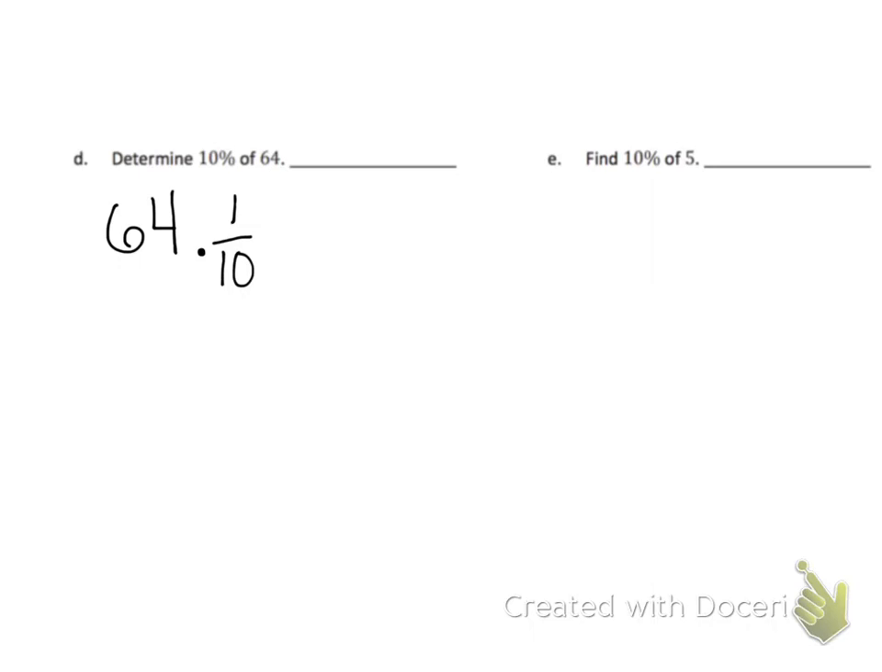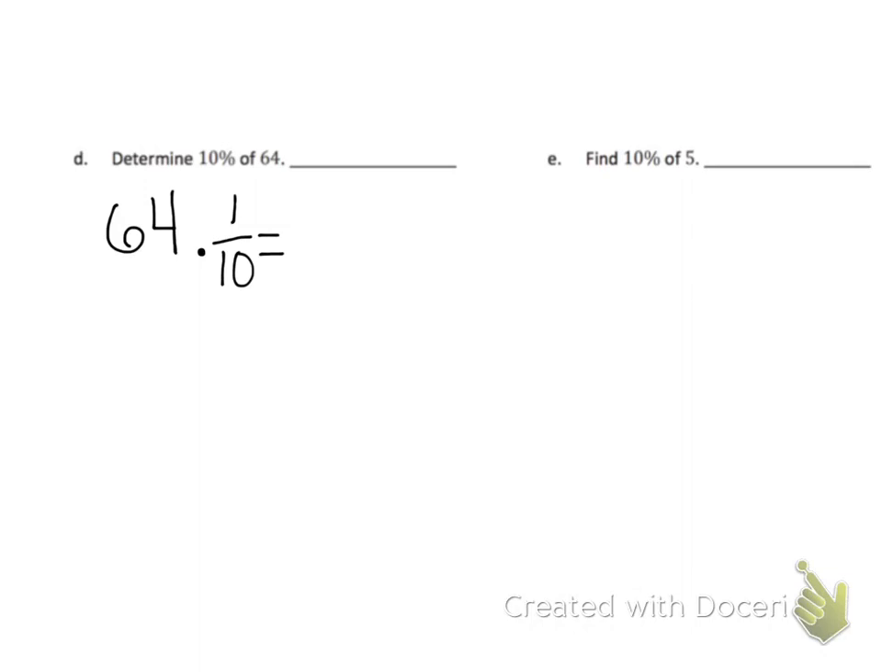Okay, let's look here at letter D. We have to determine 10% of 64. So I'm going to start with 64 times 1/10, right, for 10%. And again, you do what way works better for you. I just like to show you different ways. I know some of you prefer just multiplying.